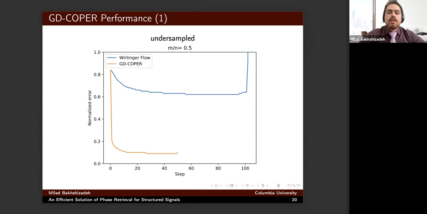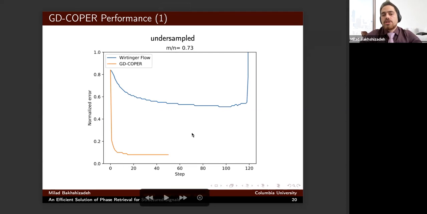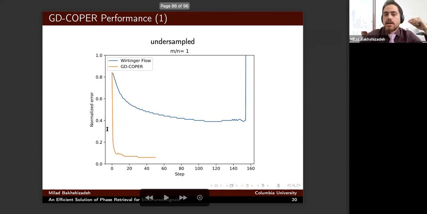In the first comparison that I want to show you, we are in the undersampled case. The number of measurements that we have is half of the signal's dimension, as you can see here. As you can see from the normalized error curve, Wirtinger flow cannot find the signal of interest in this case, while GD-COPER does pretty well. After a few steps, it gets error less than 20%. As you increase the number of measurements, Wirtinger flow still cannot find the right signal, but of course GD-COPER's estimation gets better and better.